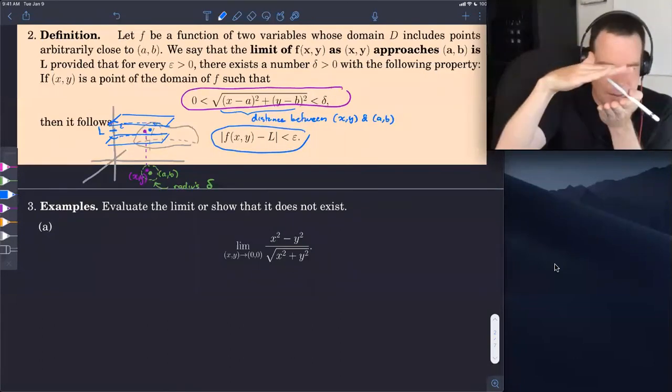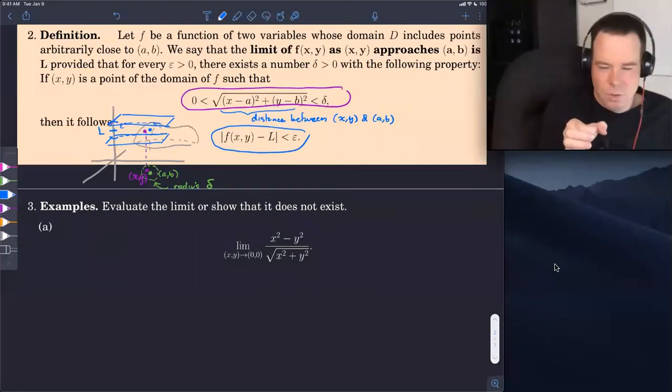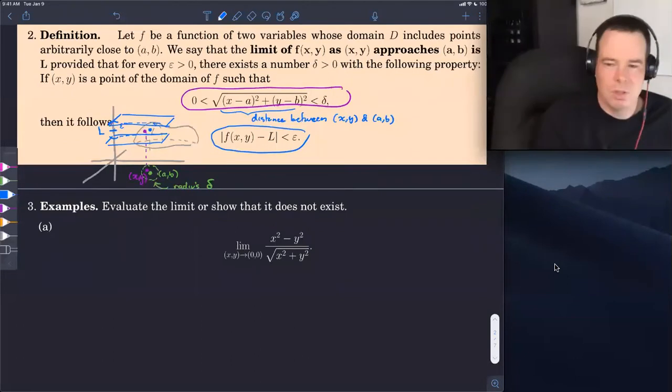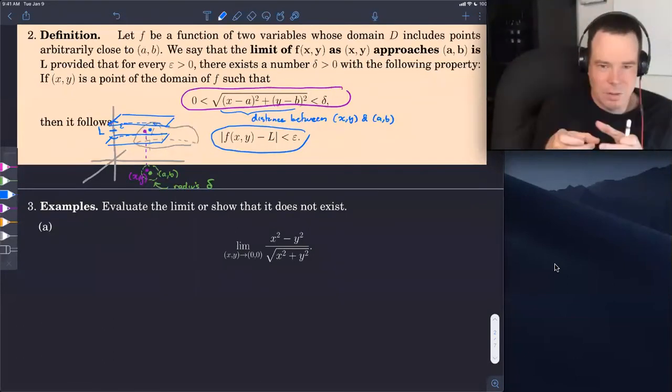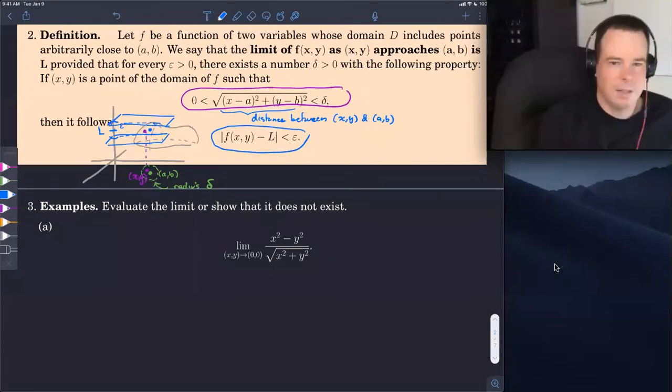If I squeeze my slices of bread closer together, you may have to squeeze your circle around AB to be even smaller. But if you can do it for some delta small enough so that any point inside that circle around AB, when you map it up, lands inside your sandwich, and you can do that regardless of how thin your sandwich is, you can always find a circle small enough that everything lands inside the sandwich, then we say the limiting value is L.